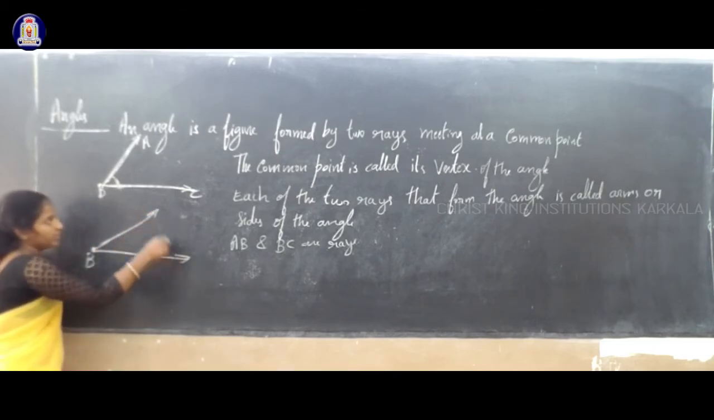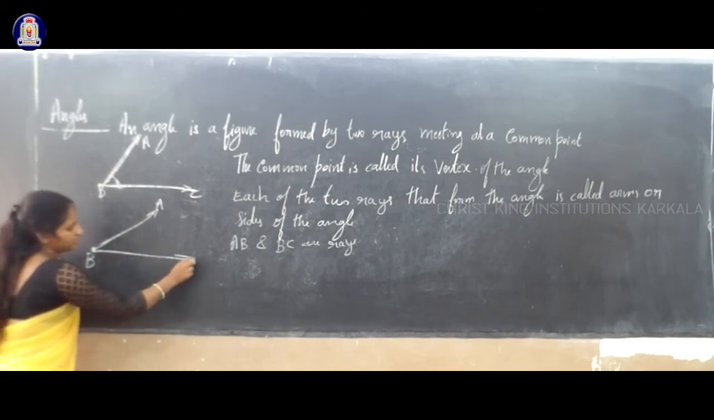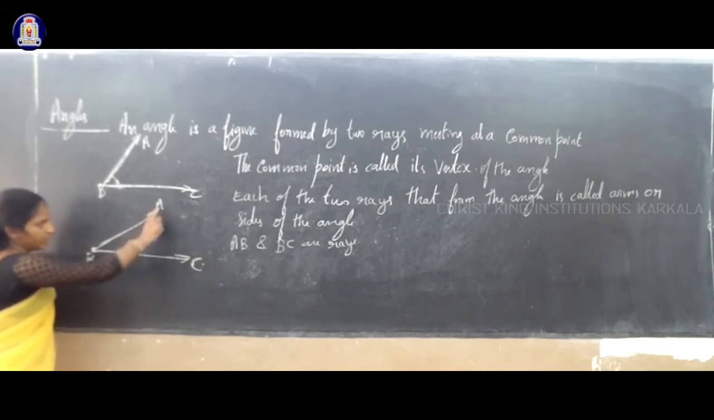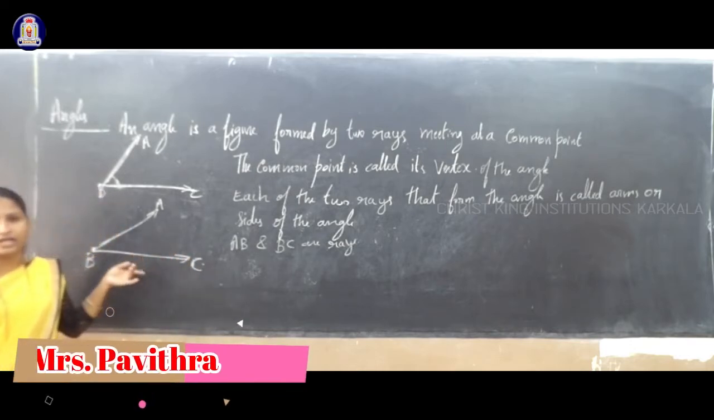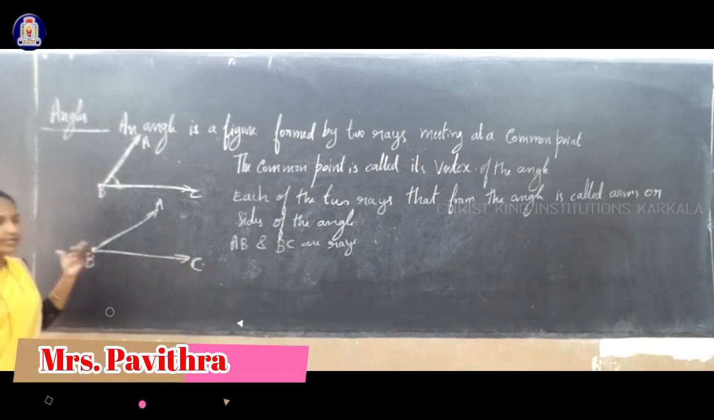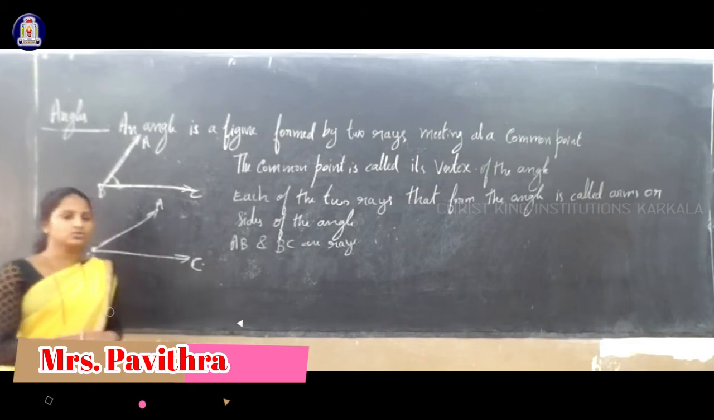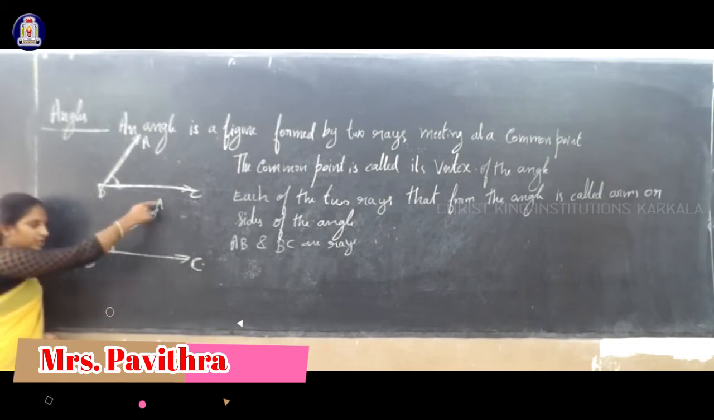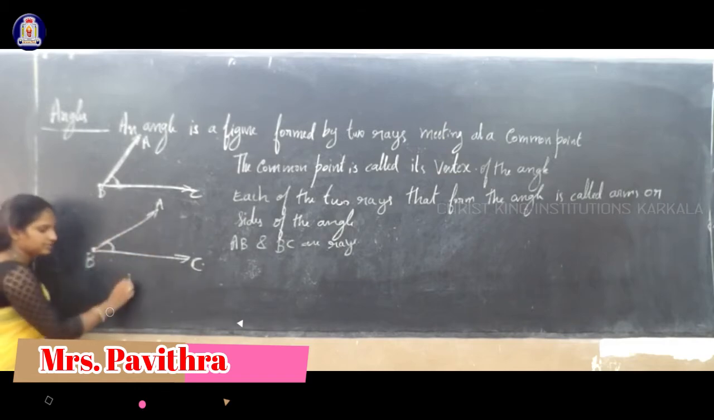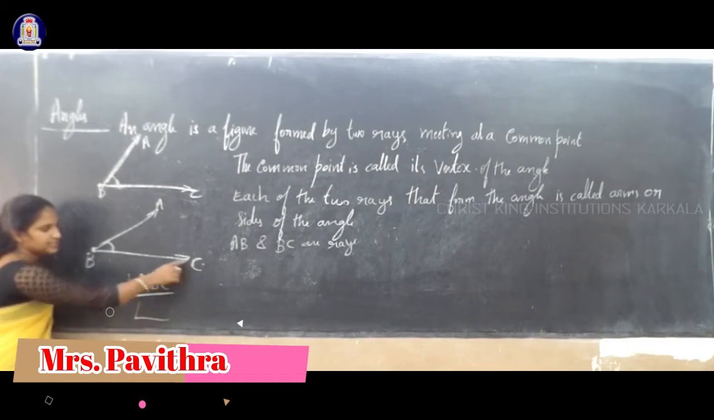So which is a ray? AB is one ray and BC is another ray. So these two rays will meet at one point. That point is B. Clear? So here it makes an angle. This is called an angle. So how will we read this? This is angle B, right? So ABC angle. Angle ABC. Or you can say CBA. So angle CBA.